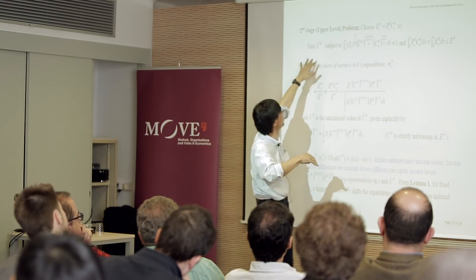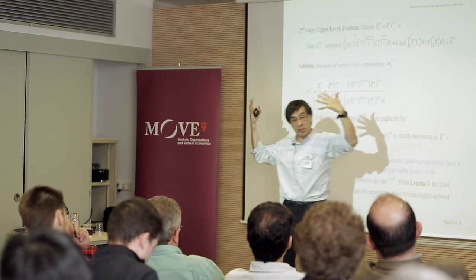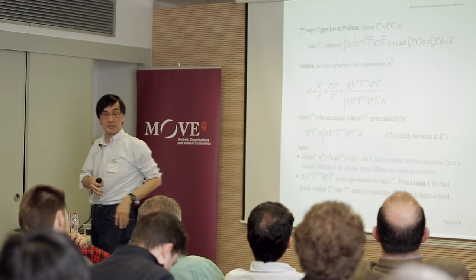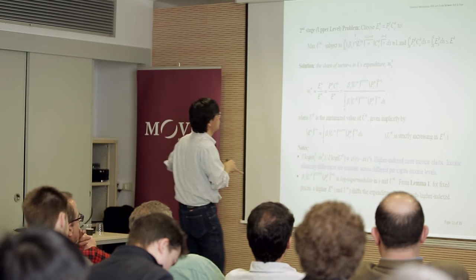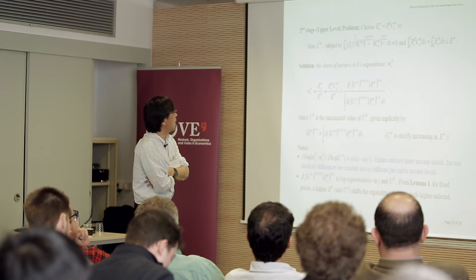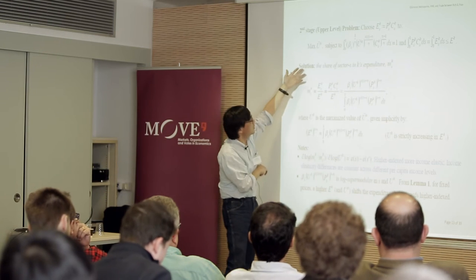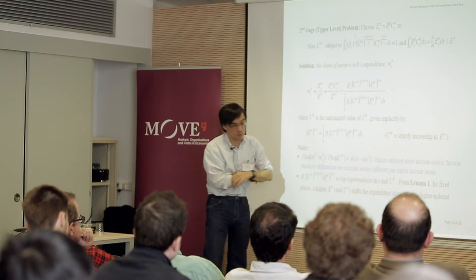But otherwise, this is just a standard maximization problem. The objective function is linear in U, and it's convex. This is just a standard convex maximization problem, so the first order condition is enough to guarantee the global optimum. Now, it turns out that the solution is easy. It's useful to write it this way.